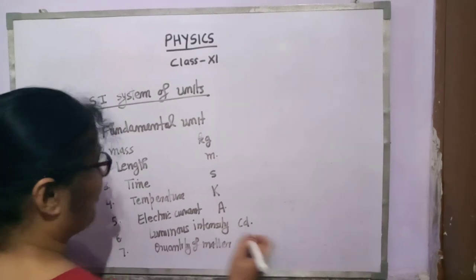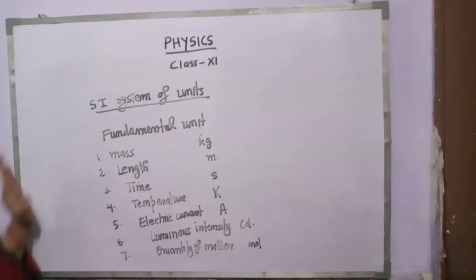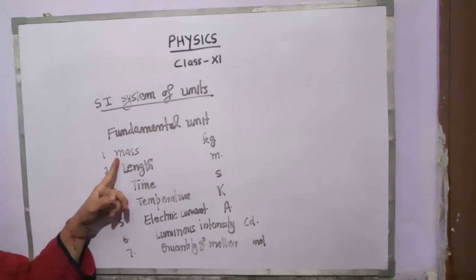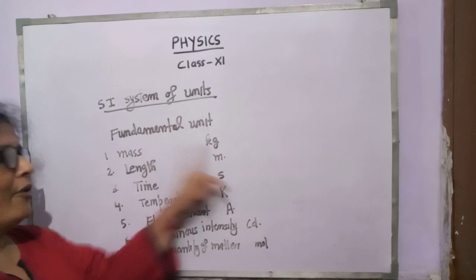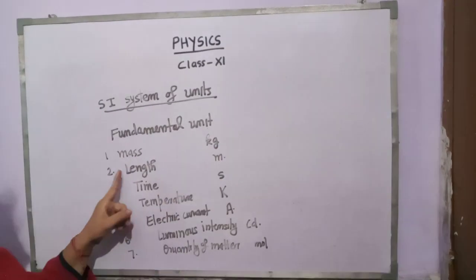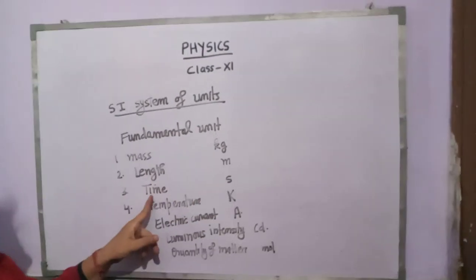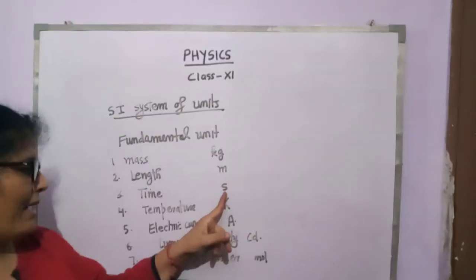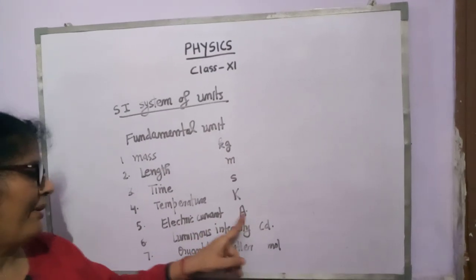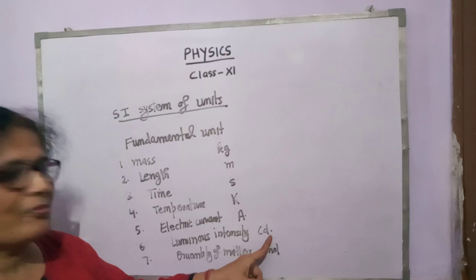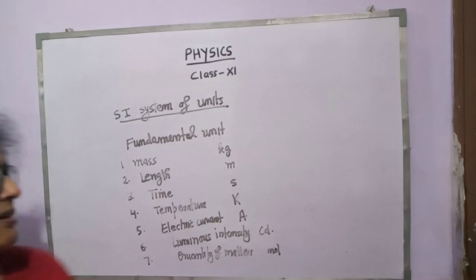Now I am repeating again. These are the 7 fundamental units. All other units can be derived from these units. Number 1, mass: this is your physical quantity, and this is the symbolic form of the unit. Mass, kilogram, kg. Length, meter, small m. Time, second, small s. Temperature, Kelvin, capital K. Electric current, ampere, capital A. Luminous intensity, Cd, known as candela. Quantity of matter, mole, in symbolic form mol.